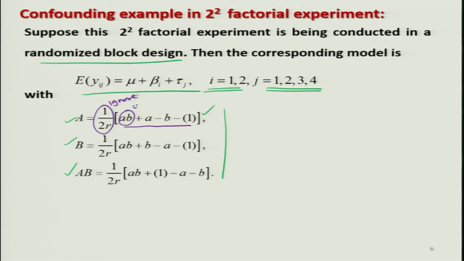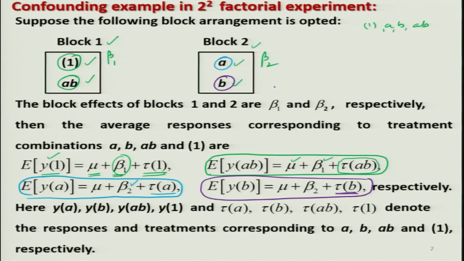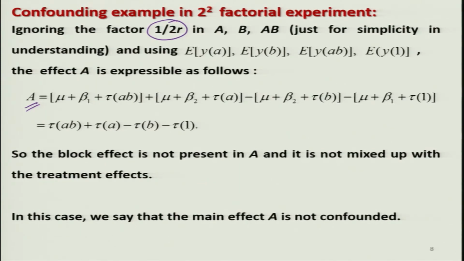And now, what is the meaning of this AB? This is y(AB), this is A, which is y(A), this is B, which is y(B), and this is 1, which is y(1). So, now I try to write down the expected value of y(AB), y(A), y(B) and y(1) using these symbols. So, I write down like this: expected value of y corresponding to the treatment combination AB plus expected value of y corresponding to the treatment combination A, expected value of y corresponding to the treatment combination B, and expected value of y corresponding to the treatment combination 1. So, now if you try to see what is happening, in this case this mu, mu, mu and mu are getting cancelled out without any problem.